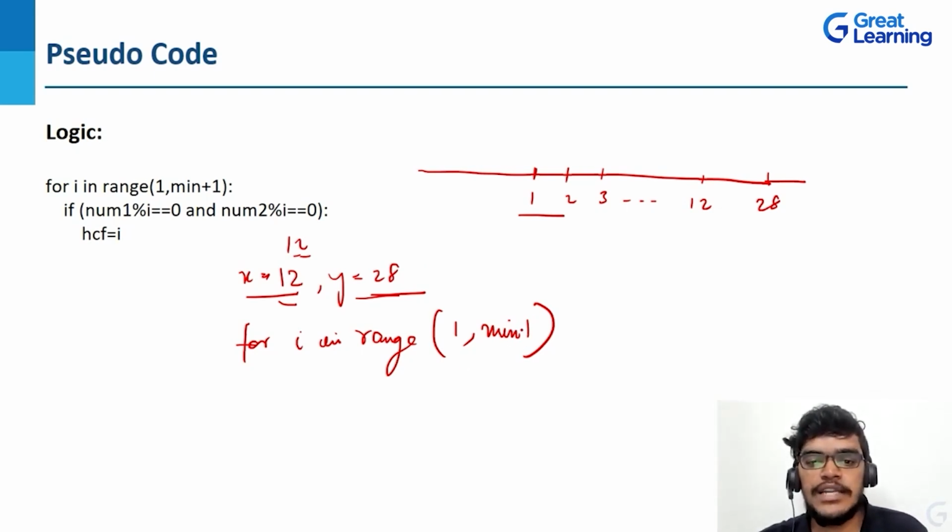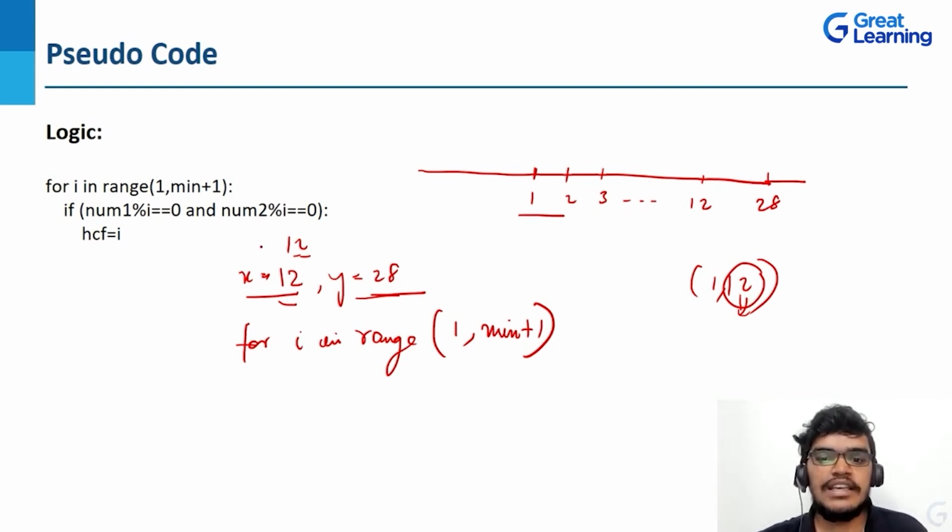Now I will write minimum plus 1. You might have a question: why am I writing minimum plus 1? Let's suppose I write just minimum. The minimum value is 12, right? We know that the last value will be excluded, so it would take the values from 1 to 11. But when I write minimum plus 1, 12 plus 1 will be 13. So from 1 to 13, it will take the values from 1 to 12, right? So this will be the value for i.